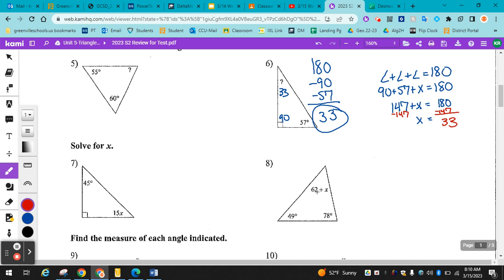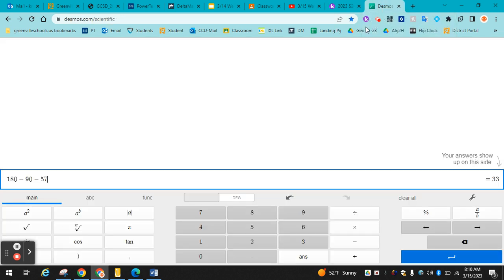Same thing here. All the angles add up to 180. You can list it all out. It just looks complicated. 49 plus 78 plus 62 plus x equals 180. Or you can go ahead and combine like terms. So we only have one x and we have all that: 49, 78, and 62.